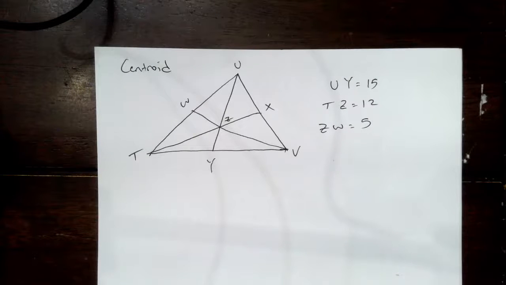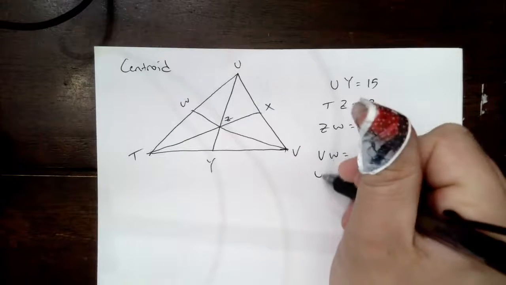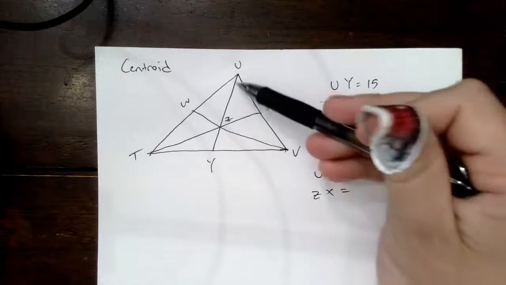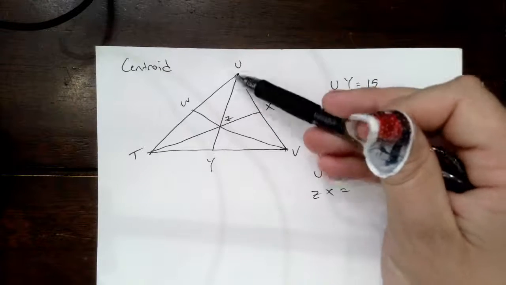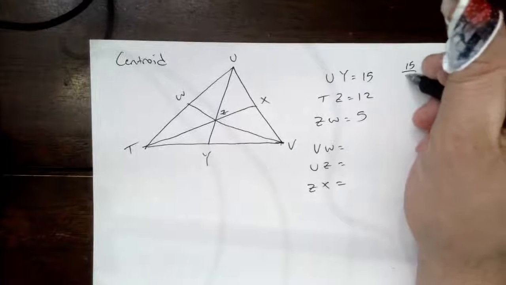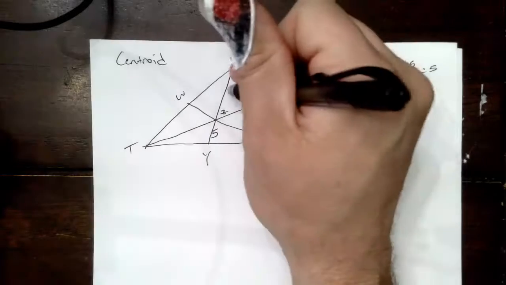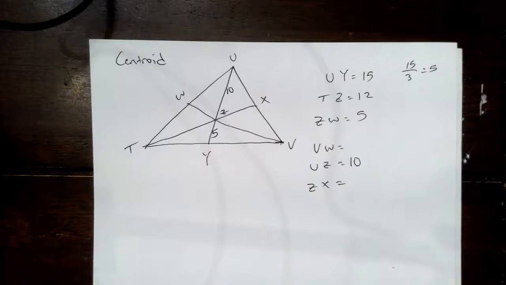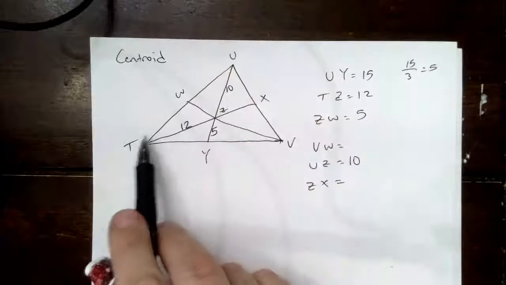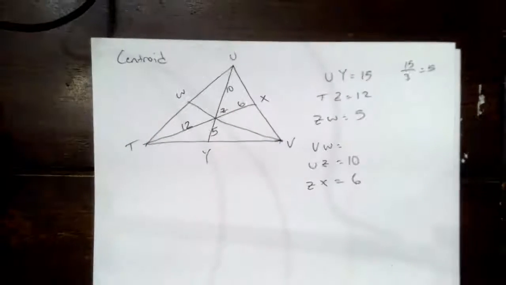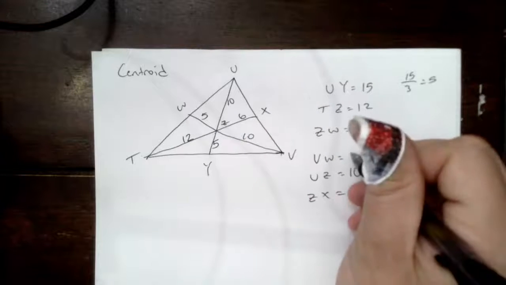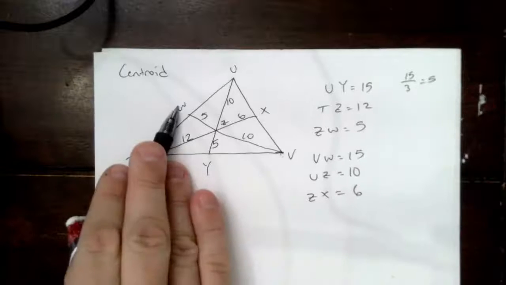Alright, so here we go. The information that they want is VW, UZ, and ZX. Alright, so let's start with UY. They tell us that entire line, U to Y, is 15. Well, we know from U to Z is 2 times the rest of this. So I'm going to go 15 divided by 3, which is 5. Which tells me that that right there is 5, which then tells me that's 10. This is 2 times that. So if they give you the whole line, just divide it by 3. TZ is 12. This is 2 times that, so that must mean that's 6. And ZW is 5. This is 2 times that, so that means that's 10. So VW, V to W, is actually 15, or that entire line.